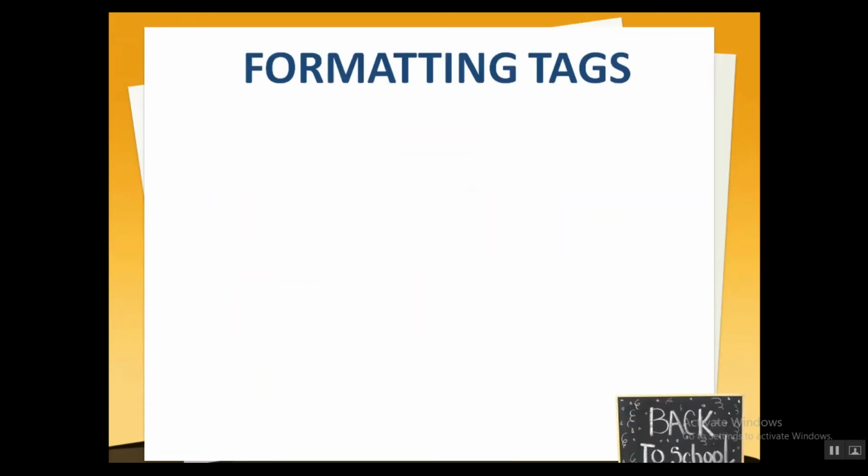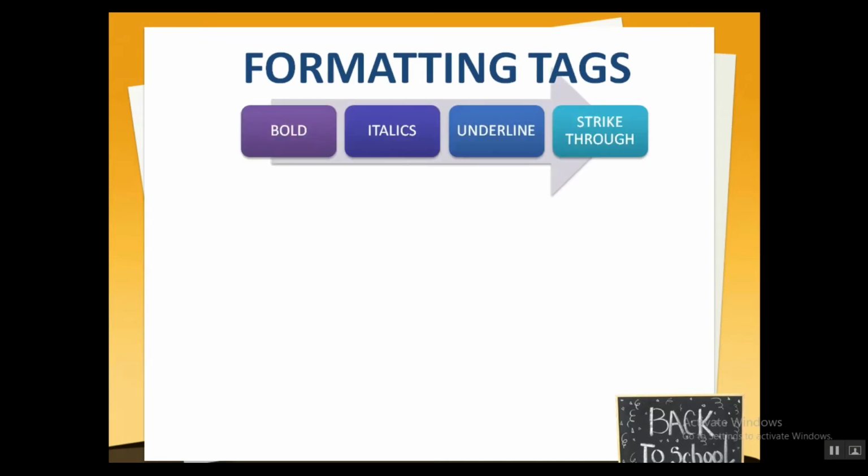Next are your formatting tags. There are different formatting tags such as bold, italics, underline and strike through. The bold tag is used to make your text appear darker. Italics is used to make your text appear little slanting way. Underline is used to bring the line under your text, and strike through is going to strike your text or strike your words.